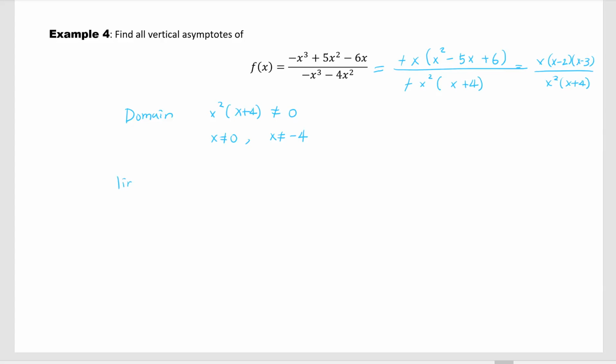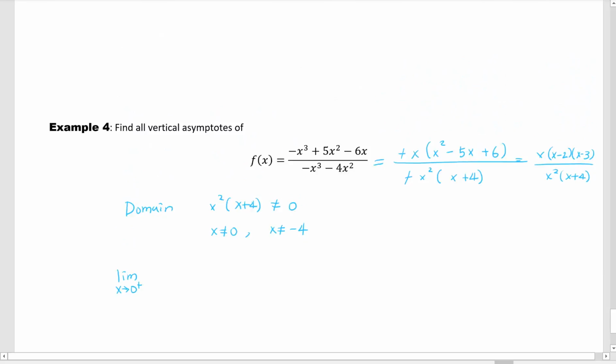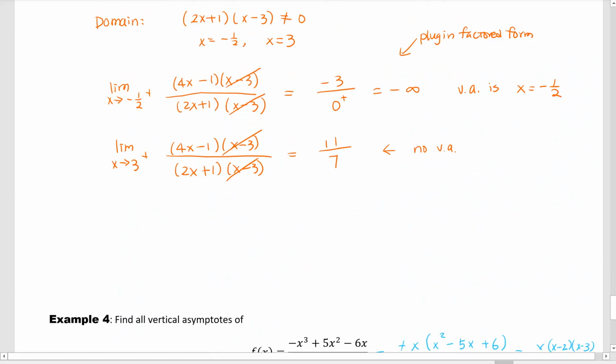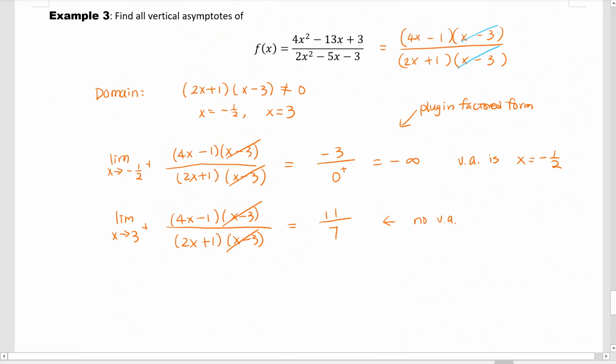And for each of the numbers, we need to compute the one-sided limits. Oh, sorry, I just remembered one thing that I missed. In the last example, remember if you want to show no vertical asymptote, you actually need to check two-sided limits. And actually with the two-sided limits, we will get the same number. So after you're done, just go back and, oops. Okay, let's wait.